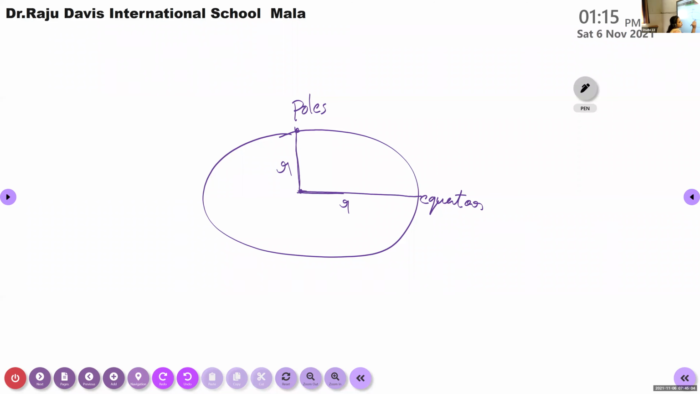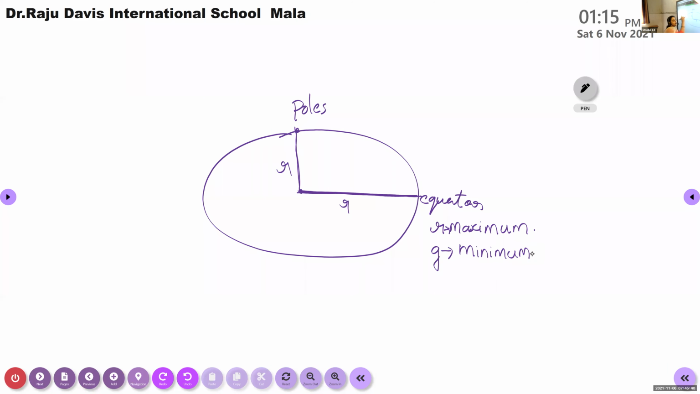Because at the equator, the radius increases. We know that the radius and the value of acceleration due to gravity are inversely proportional to each other. So when the radius increases, the value of acceleration due to gravity decreases. So at the equator, we can say the radius is maximum. What about the value of g? It is minimum. Very good. So the value of acceleration due to gravity g is minimum at the equator.